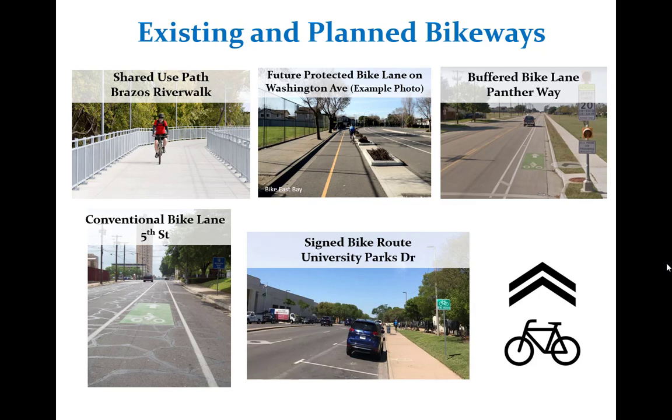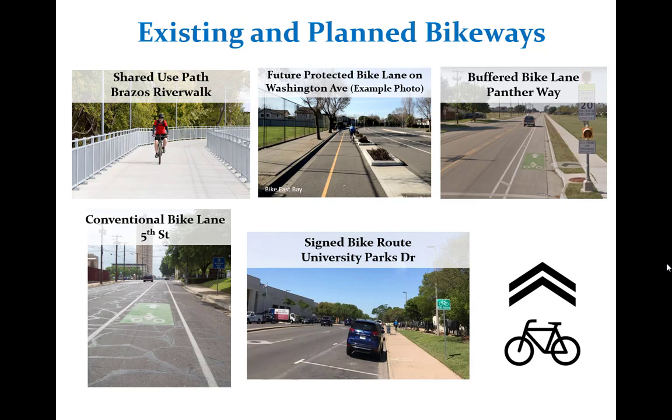Next is a protected bike lane or a cycle track, which is on the roadway but is physically separated from the travel lanes by a physical barrier, whether that's a curb or plastic delineators or a parking lane. We will have a protected bike lane along Washington Avenue in the near future.